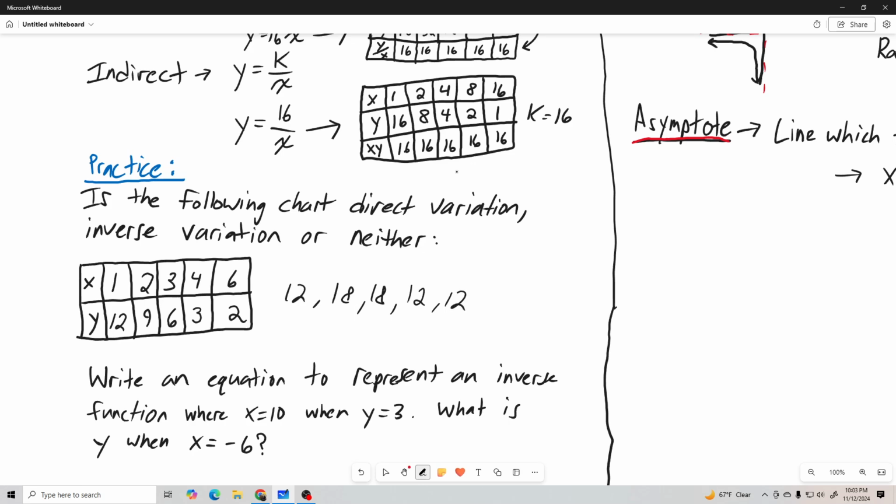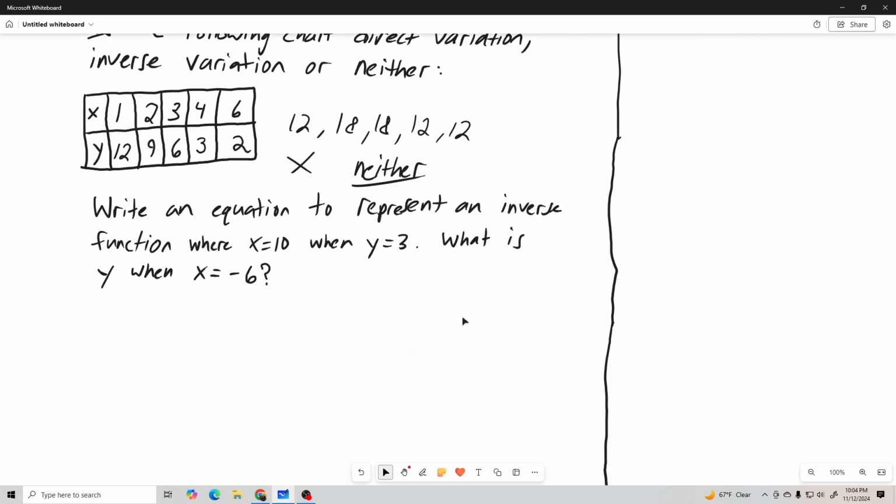So it's definitely more of an inverse variation pattern, but we cannot say that it's inverse variation because our scale factor is not the same. So in this case, the answer would just simply be neither. This is neither kind of variation. All right, so let's go ahead and jump down to one more kind of question. And this one's a little bit more challenging. Let's give it a shot.